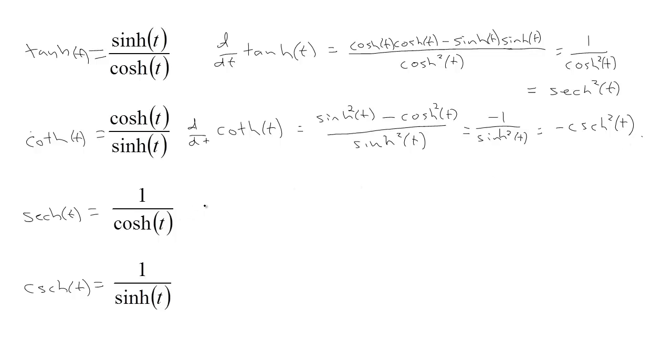Okay, let's do it for the secant. Now, if we're taking the derivative of the secant, we could think of that as taking the derivative of the cosine to the negative 1. We take the derivative, the negative 1 comes down, and we get cosine to the negative 2 times the derivative of what's inside.